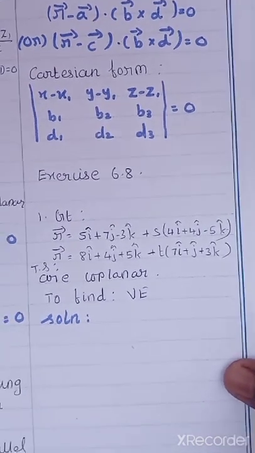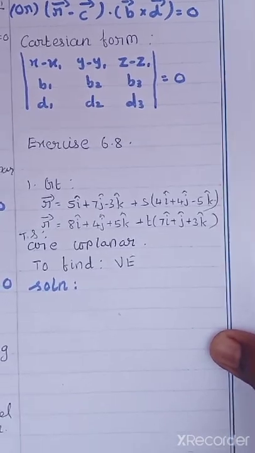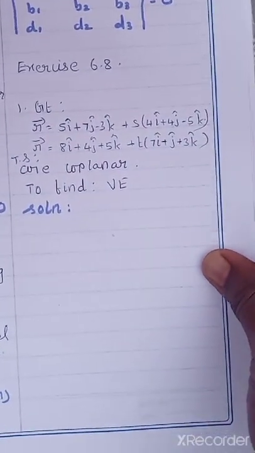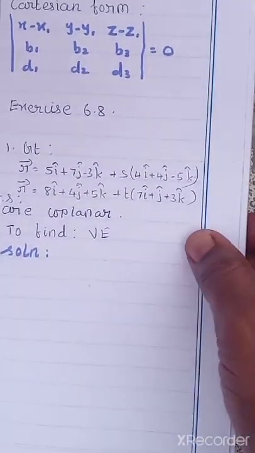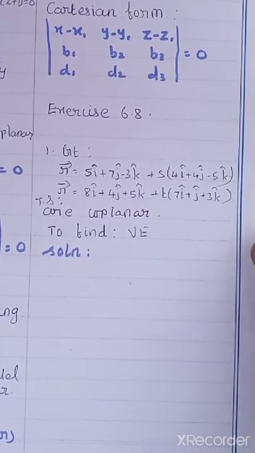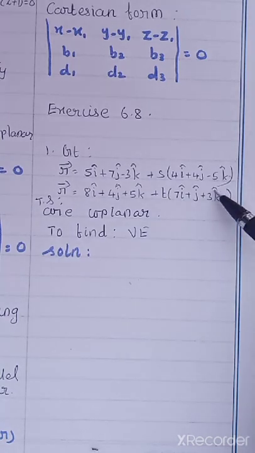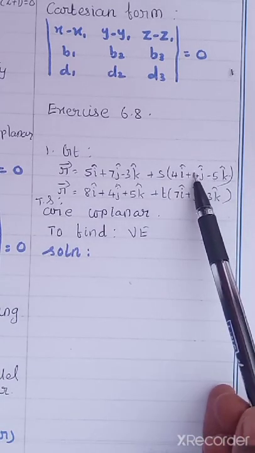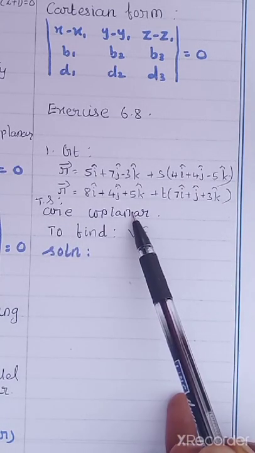Okay, so first, using these three forms, we are going to do your exercise 6.8. So take your exercise 6.8. First question. What is your first question? Show that the two lines given are coplanar. So we have to show that these two lines are coplanar.